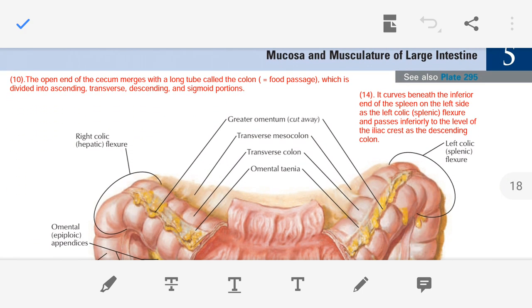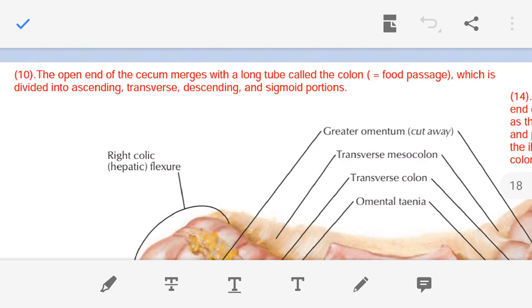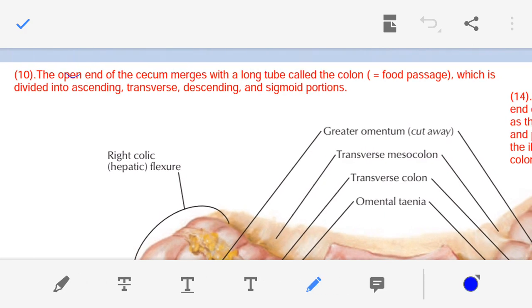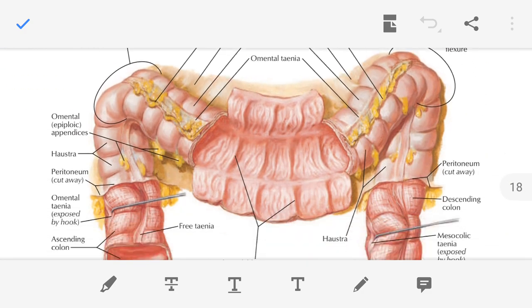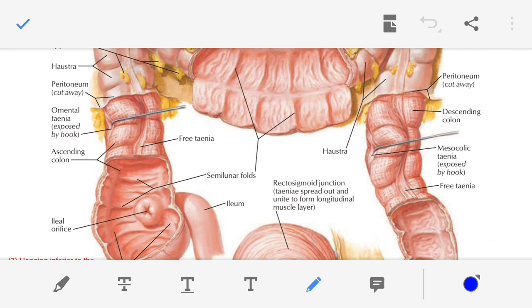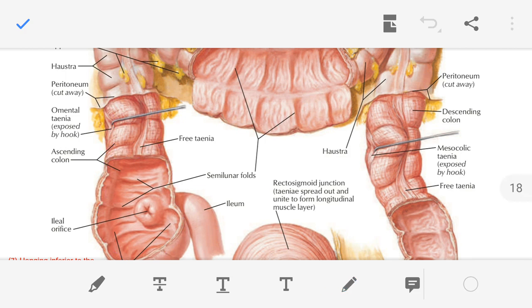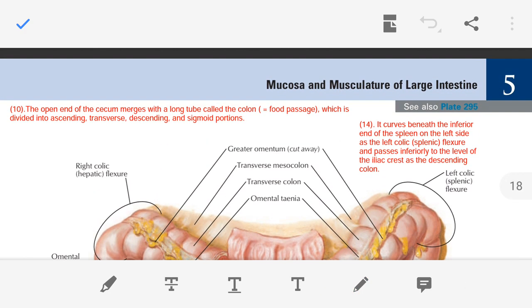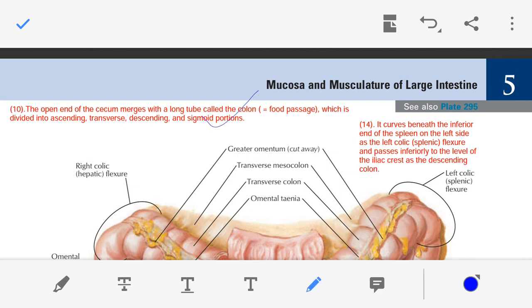This is the 10th point. Now the open end of the cecum merges with or joins with the long tube, and this long tube is known as the colon. So in the figure, let me show you. This is the cecum, and it is joining with the long tube. This long tube is known as the colon. Colon means passage of food.